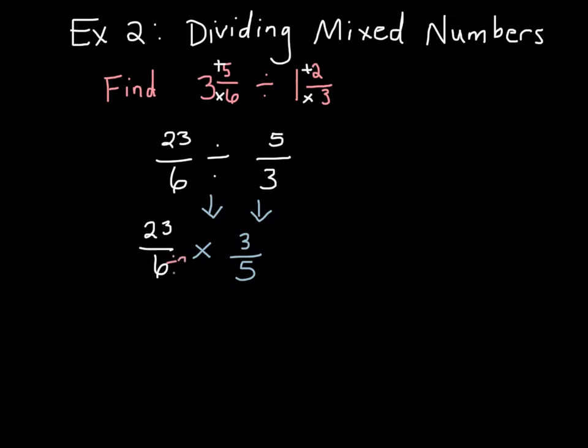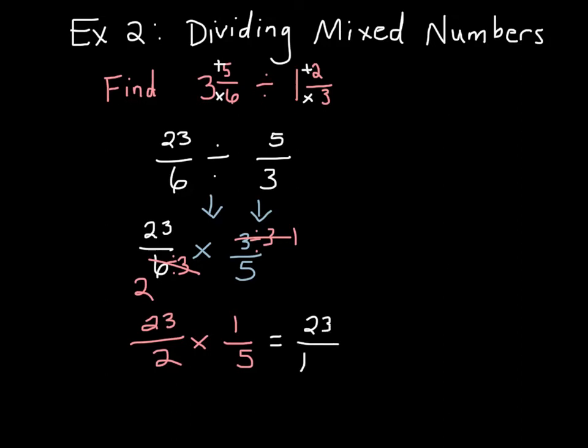So we're going to divide this by 3, and it's going to become 2. Divide this by 3, and it will become 1. And we'll rewrite that fraction as 23/2 times 1/5. And then we just multiply straight across. So 23 times 1 equals 23, 2 times 5 equals 10.